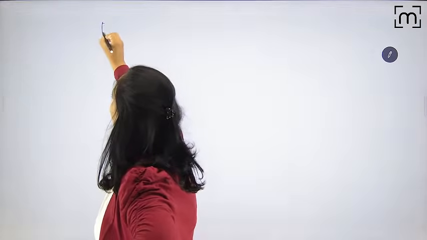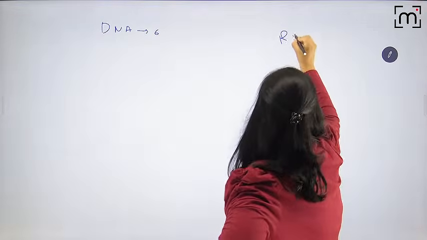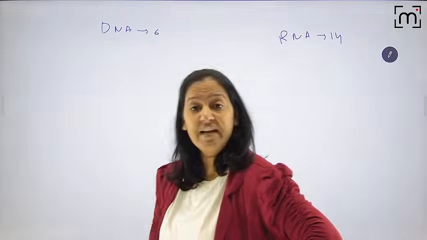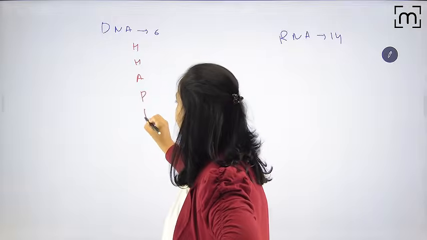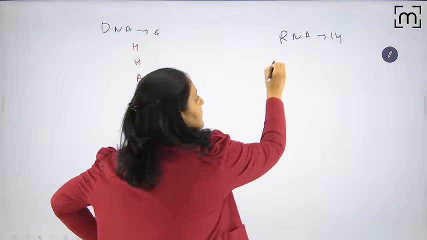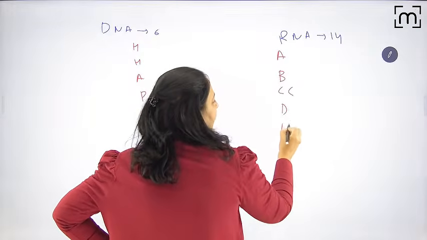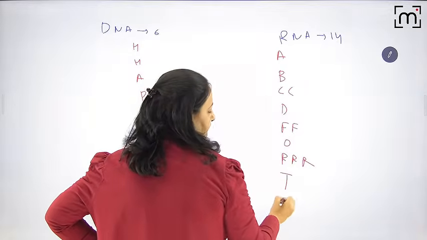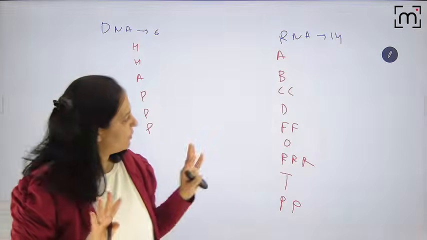So tell me the 6 families of DNA viruses and the 14 families of RNA viruses. What is the mnemonic for the DNA viruses? Double H, A, triple P. What is the mnemonic for RNA viruses? A, B, C, D, F, O, R, T, P. C double, F double, P double, R triple. Total 14 are there. First you learn the mnemonic.